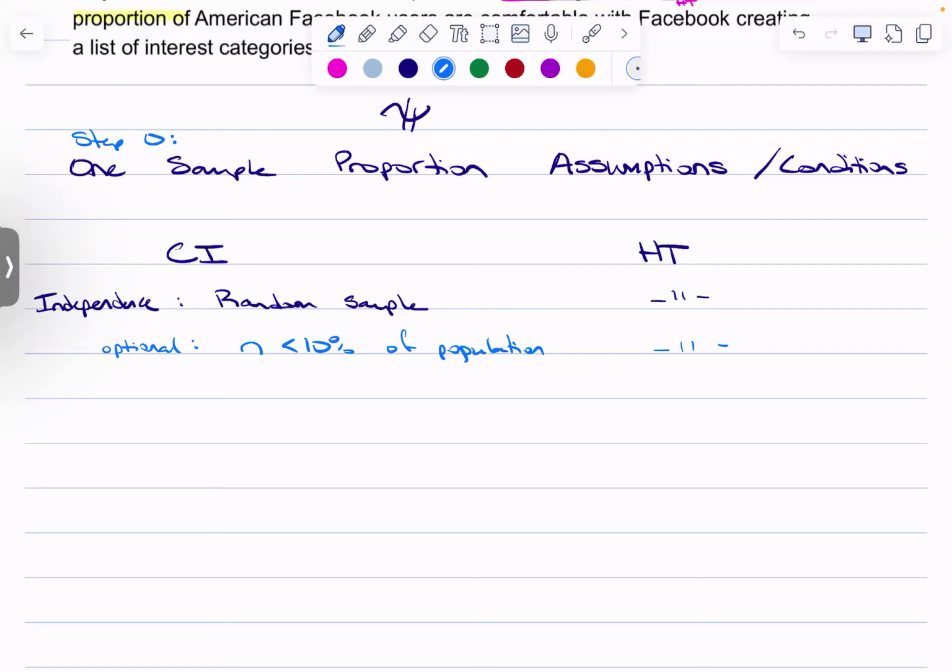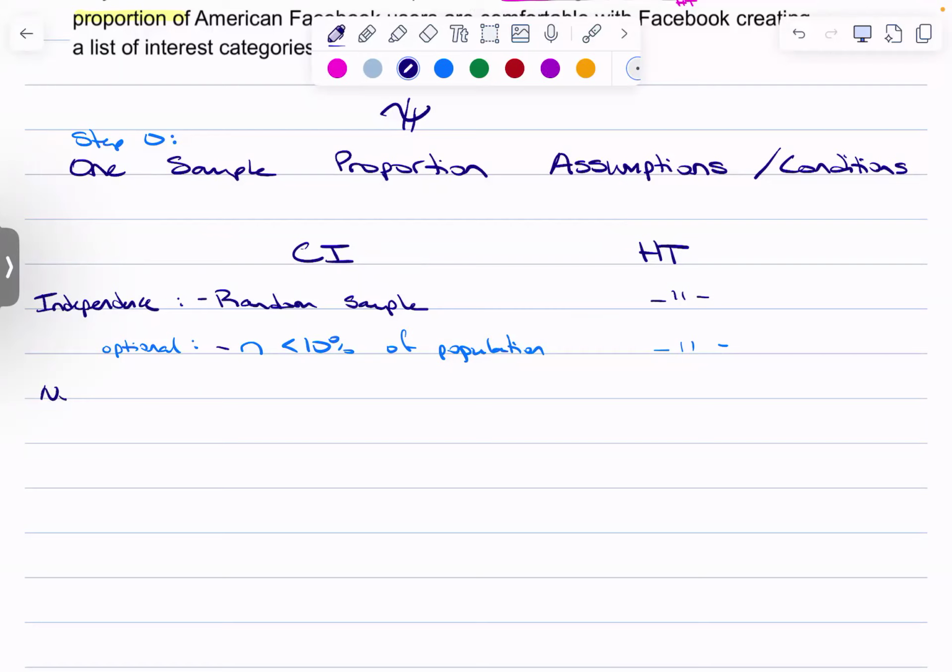And the idea being there, you don't want to sample too much of your population because then you're introducing dependent observations. Rarely an issue, right? The overall goal is to have as big a sample as you can. So far, these are behaving the same, a confidence interval and a hypothesis test. I'll bump this over here. Random sample and the sample size less than 10% of your population.